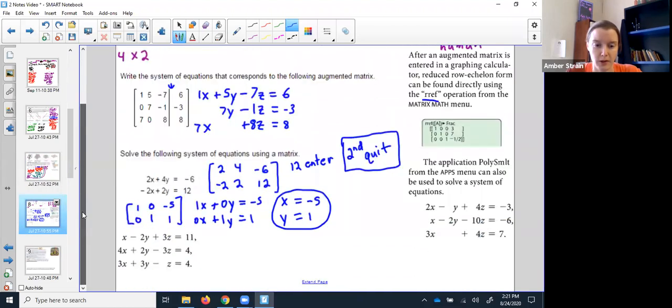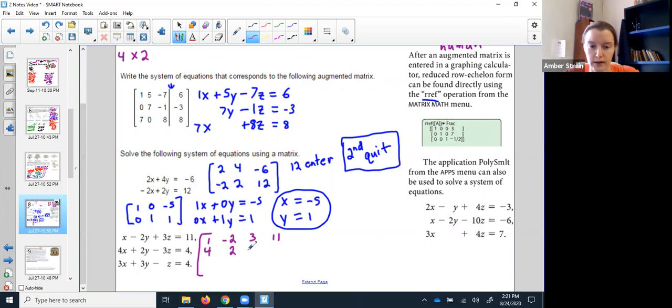So let's try it with a bigger one. Here we go. And change colors. Let's put it in our matrix form. 1x, -2 y's, 3 z's equal to 11. 4x, 2y, -3z equal to 4. Always watch those signs. 3x, 3y, -1z, and 4. No zeros, no placeholders this time.